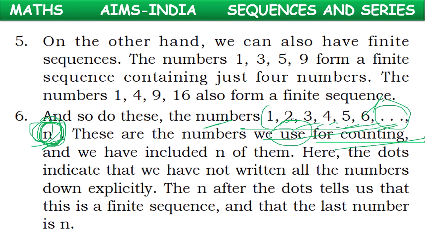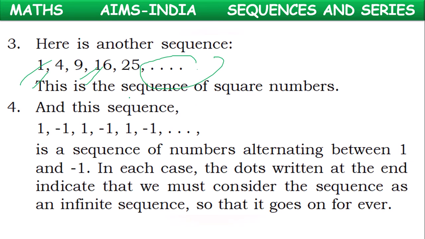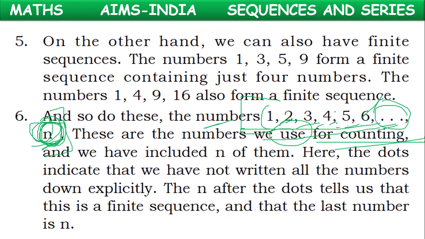So actually, now the question is, is it a finite series or an infinite series? Previously, we said that if we have dots, it is infinite. If there is no dot, it is finite. But here we have dots, and at the end we have an element n. Now the question is, is it a finite series or an infinite series?